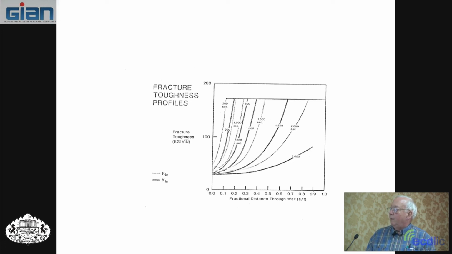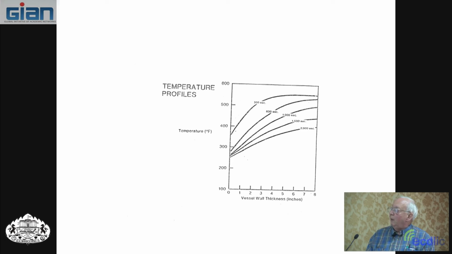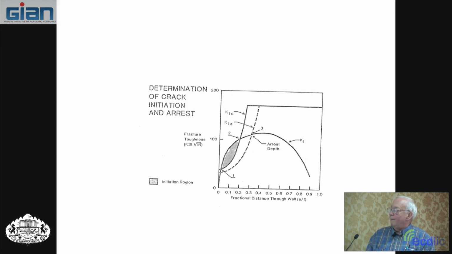And so from the high temperature in the beginning to the lower temperatures at the end, the K1C changes like that. So here's the temperature profiles. With time, you can see it changes and gets to a lower and lower temperature profile. Here's what could happen then.